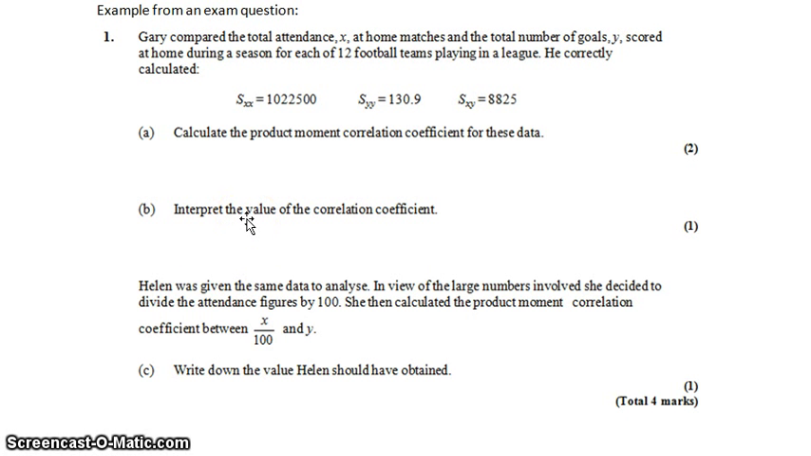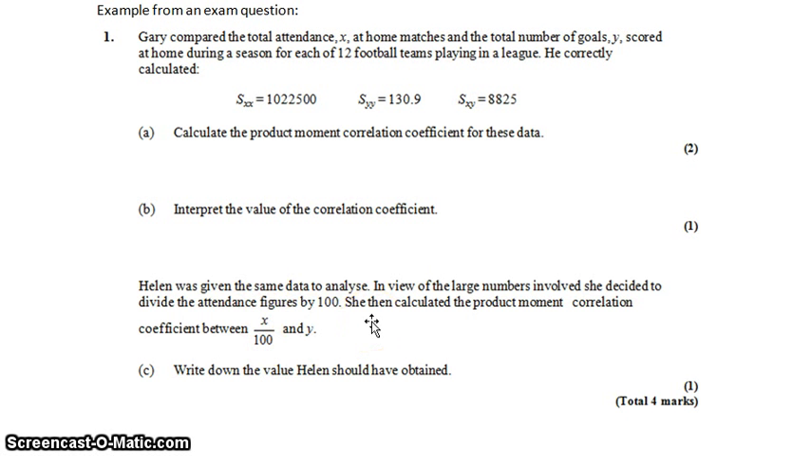Part B, you'll need to do some kind of interpretation, so linking what's actually going on with the attendance and the goals scored, make some kind of interpretation in the context of the question. Just a mark again for that one. Now I'd like to have a look at part C. It says she decided to divide the attendance figures by 100 and then calculated the product moment correlation coefficient between x over 100 and y.